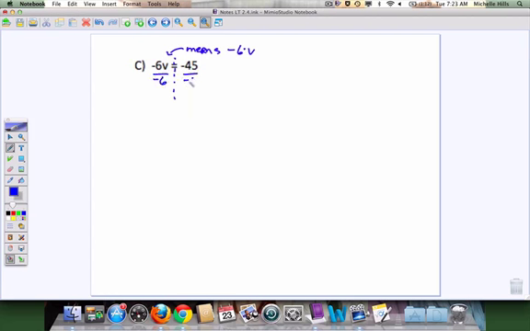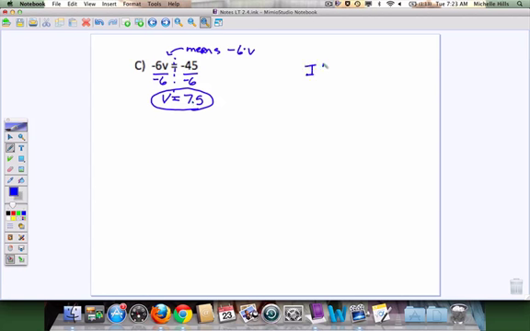-45 divided by -6, I can punch that in my calculator. Negative divided by negative is a positive. 6 goes into 45 7½ times. Now, it's perfectly acceptable to write this as v equals 7.5 because it's an exact number.